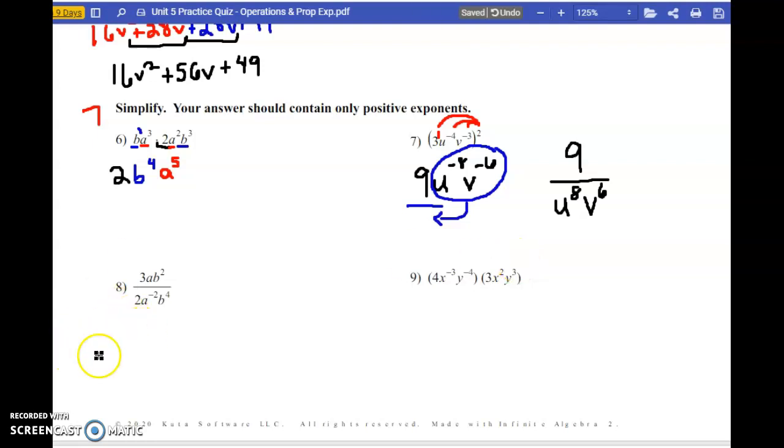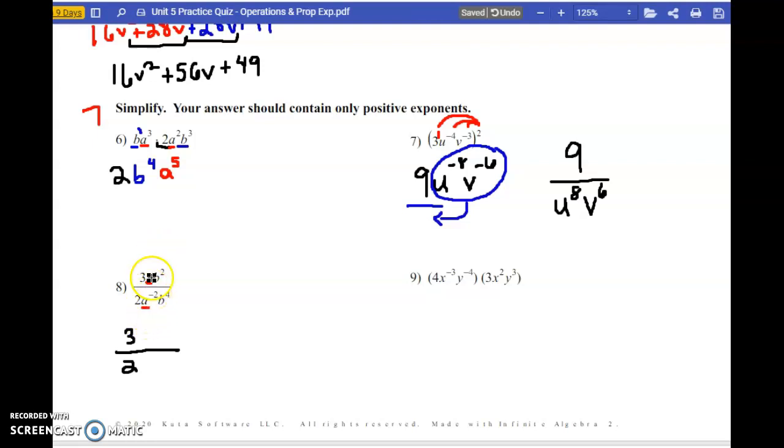All right, 2 more. Number 8, you see division. And we said in the video on Monday or last week's Khan Academy that when you divide, you subtract exponents. I mean, as long as they're the same base. So let's look at my bases. So here I have numbers, first of all. 3 over 2 is going to stay 3 over 2. If I could divide it, I would. And then I look at my bases.